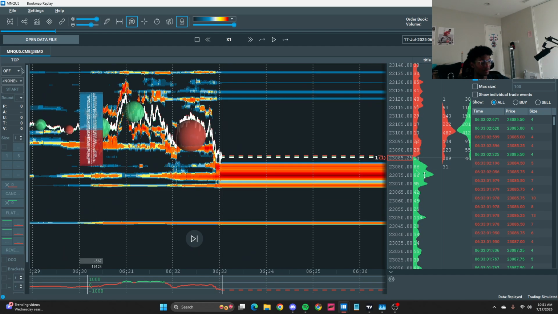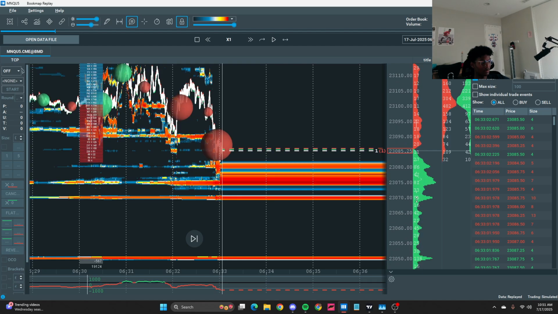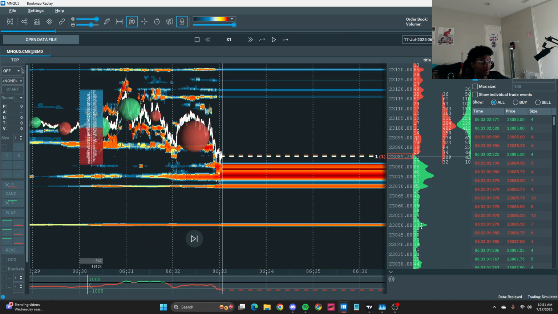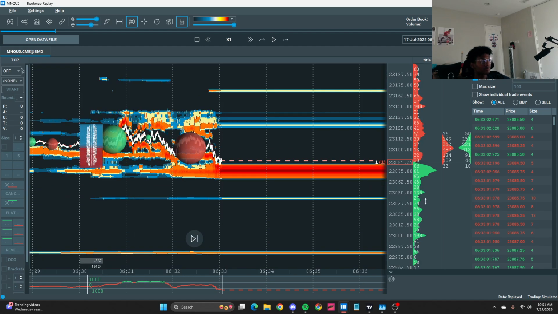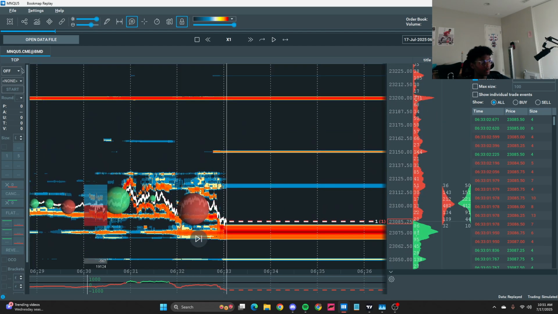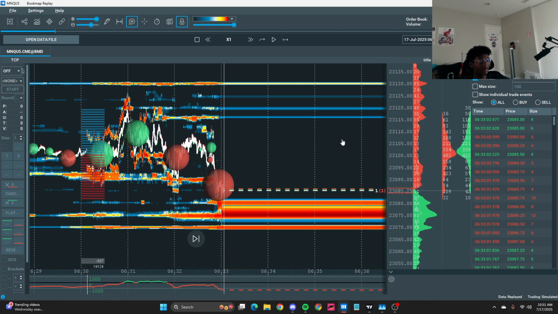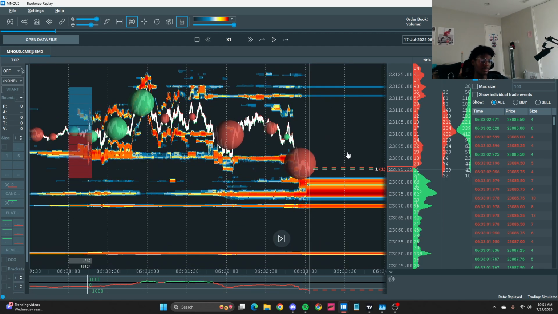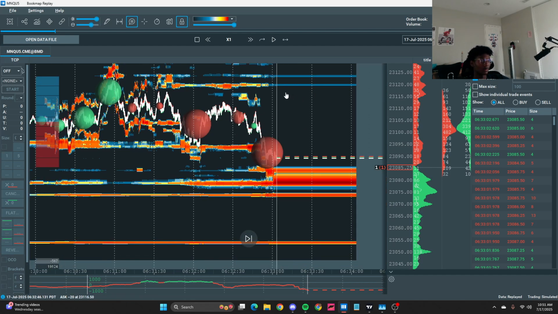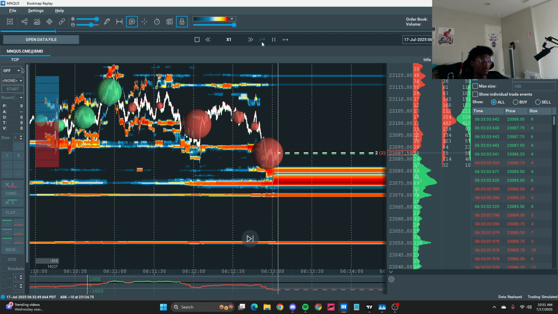Where'd it go? It's right there. So 95, and then we have one at 138. And then we have one here, 270, 105. So 100 to 90 is going to be like our magnets right now. Magnets meaning just where price would go towards. So let's watch what happens.